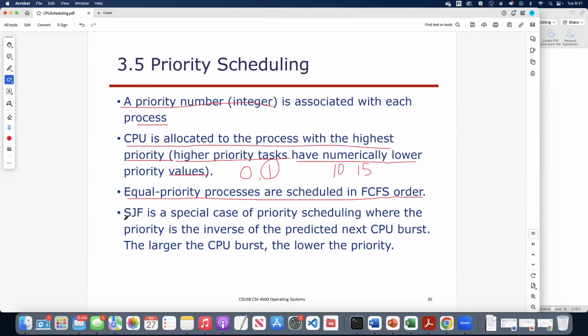Shortest job first scheduling is a special case of priority scheduling. Here, the priority is the inverse of the predicted next CPU burst length. The larger the predicted CPU burst, the lower the priority.